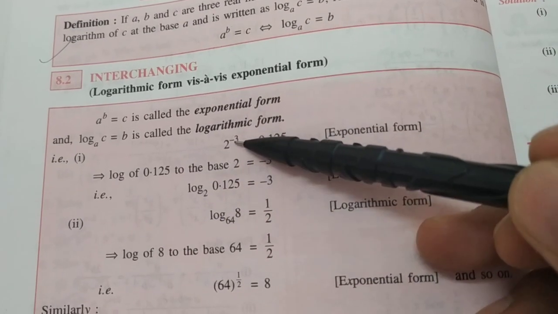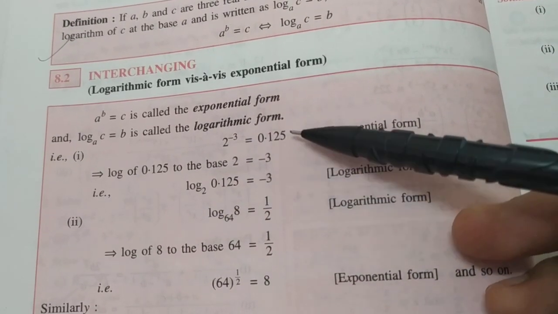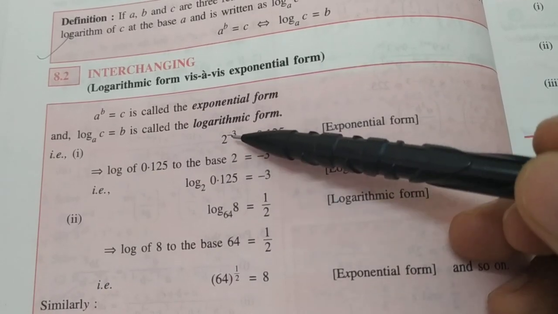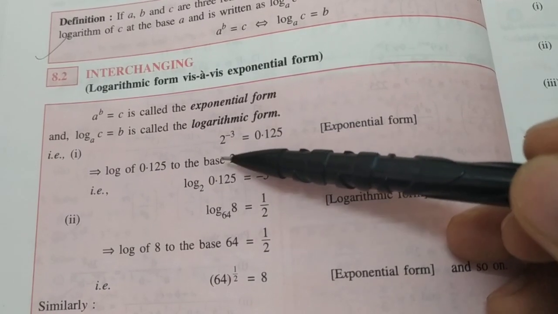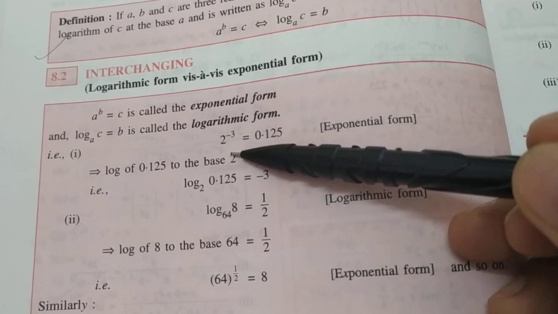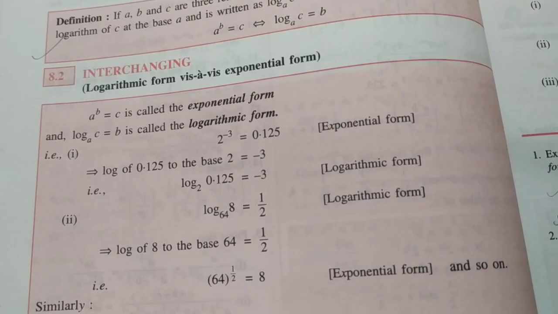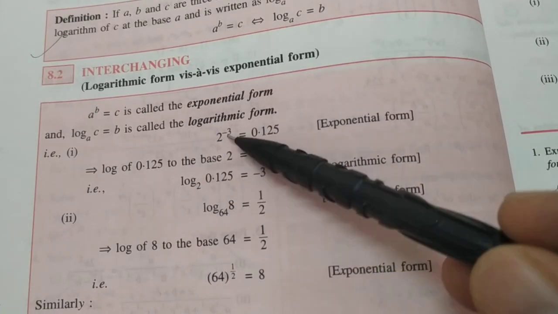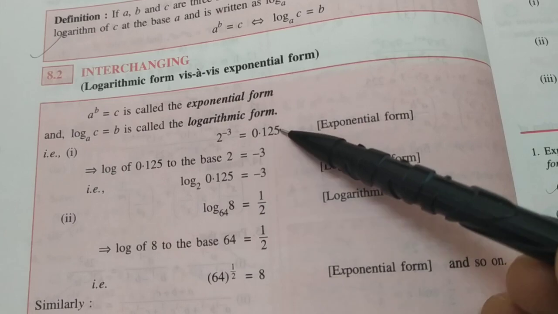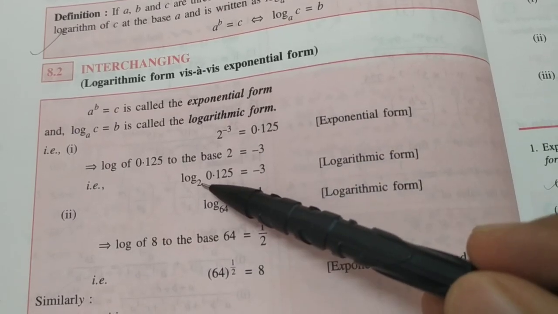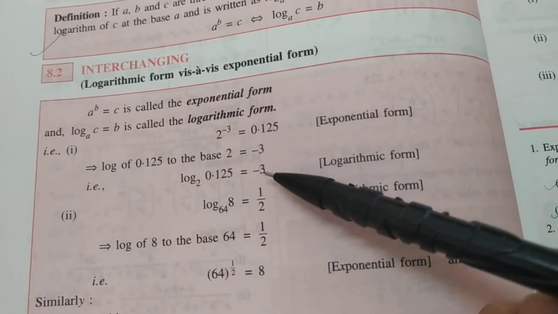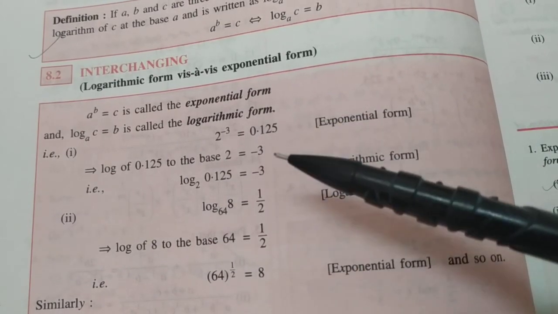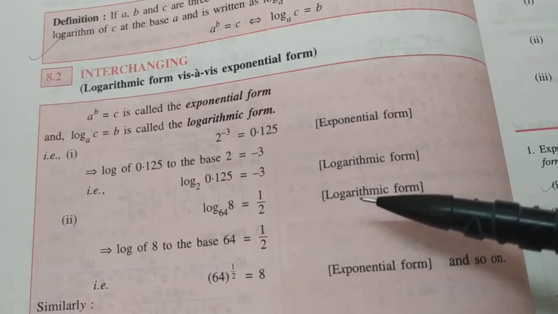If 2 raised to minus 3 is written as 0.125, this equation is correct because 2 raised to minus 3 is nothing but 1 upon 2 raised to 3, that is 1 upon 8, and that is indeed 0.125. So in logarithmic form we write it as log of 0.125 to the base 2 is equal to minus 3. So now that we know this, we can start solving.